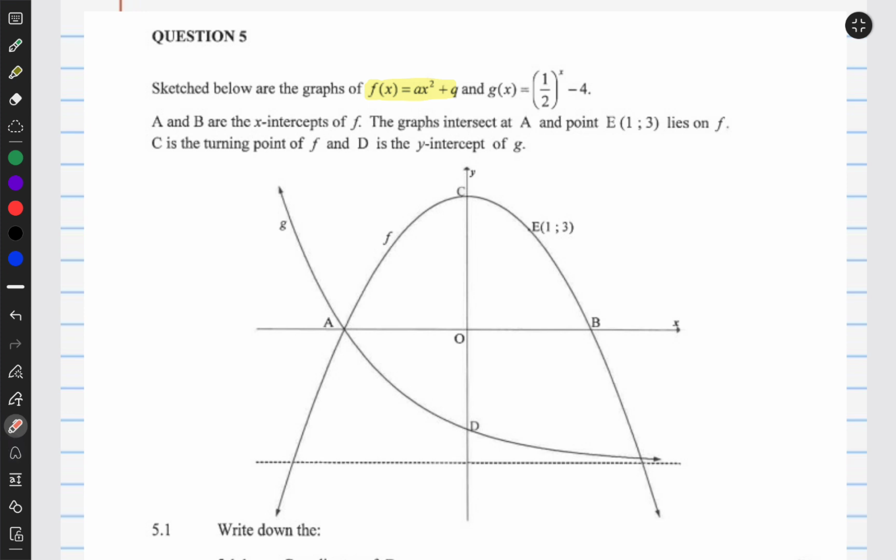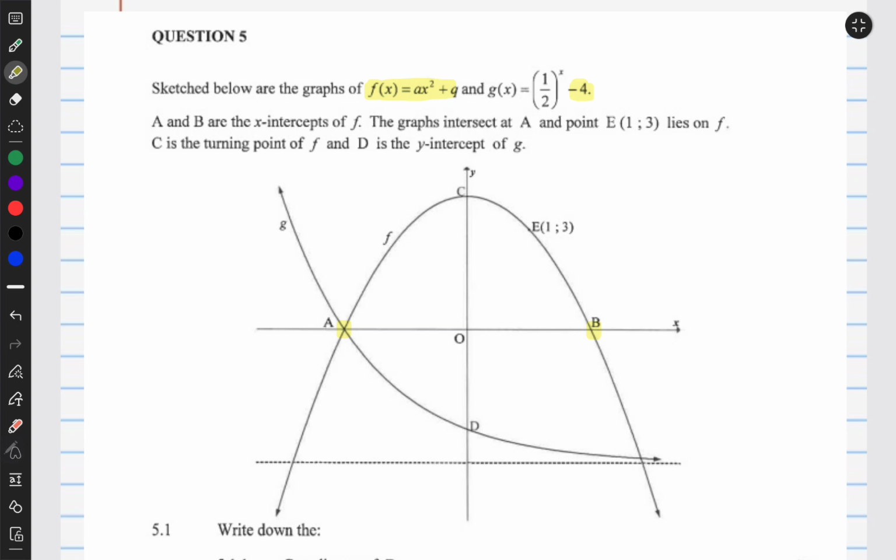And then g(x) = (−1/2)^x − 4. What is that minus 4 that we have there? That is our horizontal asymptote. Okay, and then we are told that A and B are the x-intercepts of f.